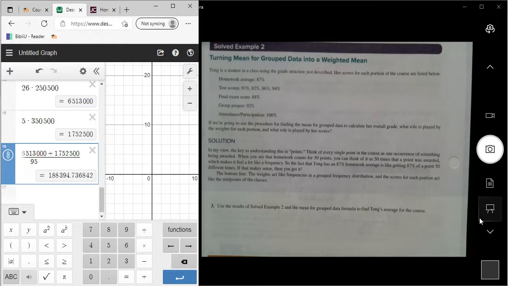Okay, now the solution. It says, in my view, the key to understanding this is points. Think of every single point in the course as one occurrence of something being awarded. When you see that homework counts for 50 points, you could think of it as 50 times that a point was awarded, which means it feels a lot like a frequency. So the fact that Tong has an 87% homework average is like getting 87% of a point 50 times, 50 different times. If that makes sense, then you get it. The bottom line, the weights act like frequency in a group frequency distribution, and the scores for each portion act like the midpoints of the classes.